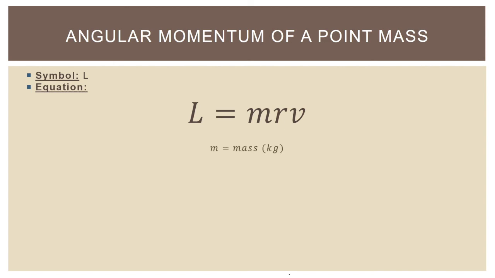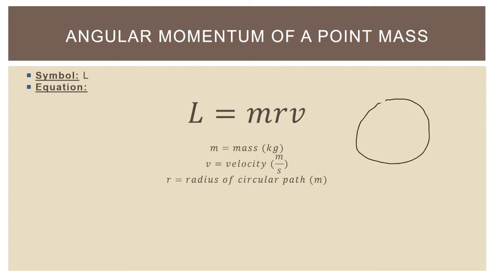So m, of course, is the mass of the object. v is the velocity of the object. And r is the radius of the circular path. So this, let's be clear with a little drawing, is the angular momentum of an object with a mass of m moving with a velocity v that is some distance from the pivot point. That's the idea. L is the angular momentum given in kilogram meters squared per second.